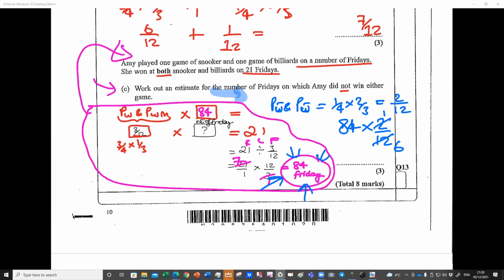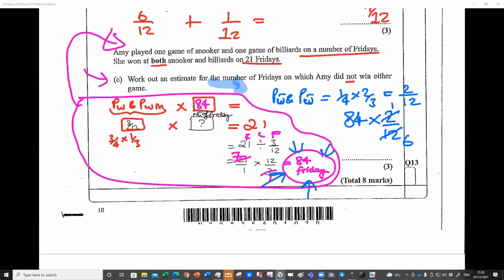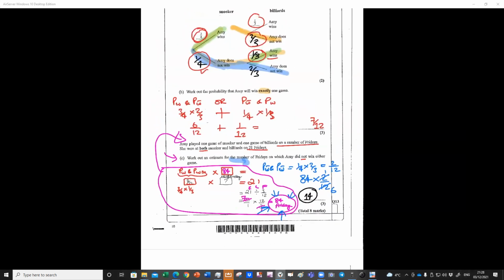Does it go? Yeah. What's the answer? 14. I think it's a different way. But did you get the right answer? It doesn't matter which way it is. Did you get that now? So this is like a reverse question. They're making you work backwards and forwards and do multiple parts.